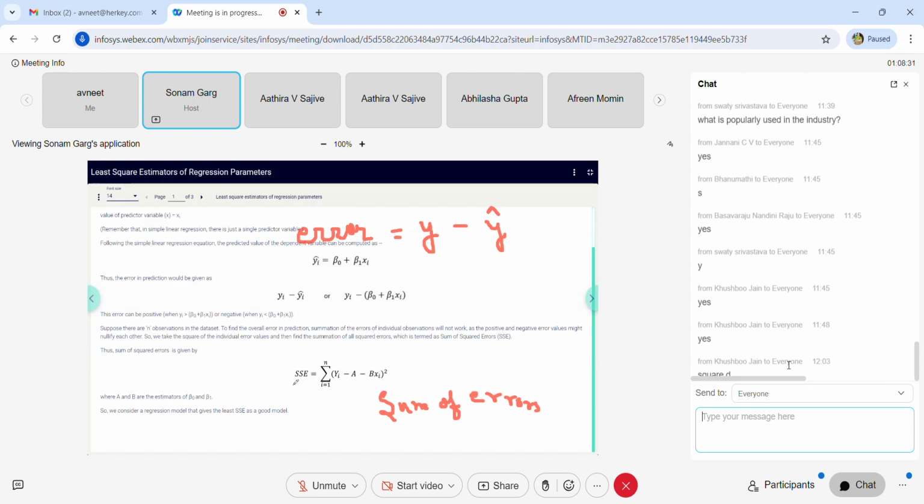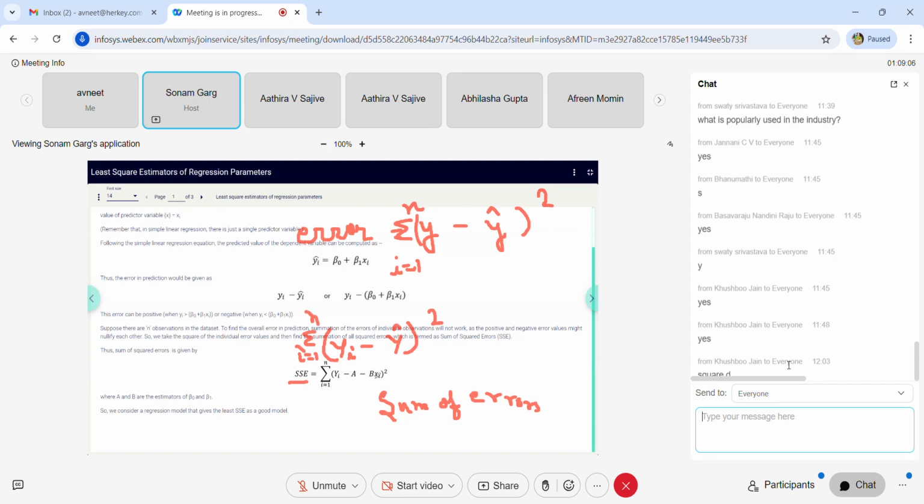So when we do that, that becomes SSE, sum of squared errors. Square these errors. This is only one. Find the sum of it, from 1 to n, for all the rows. Error square sum. This is called sum of squared errors. So here, this formula is yi minus y hat squared, summed over i from 1 to n.